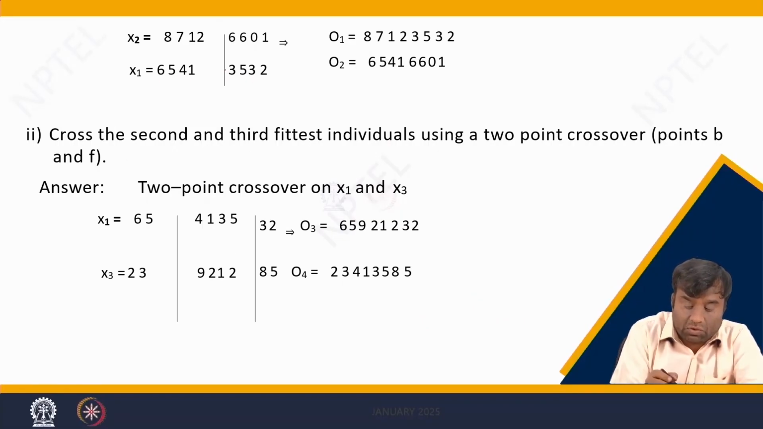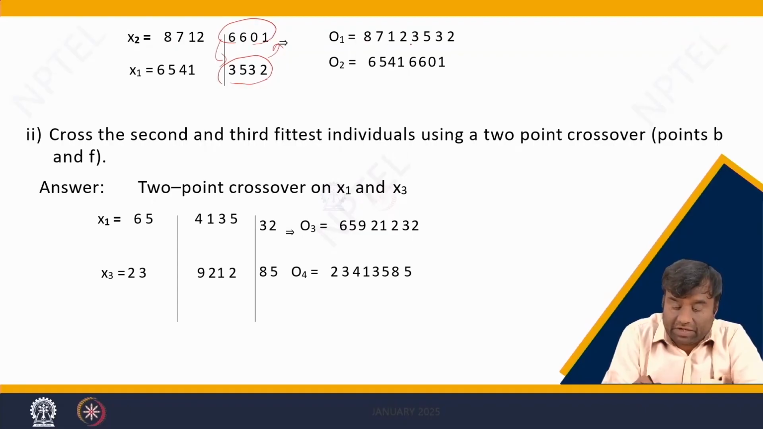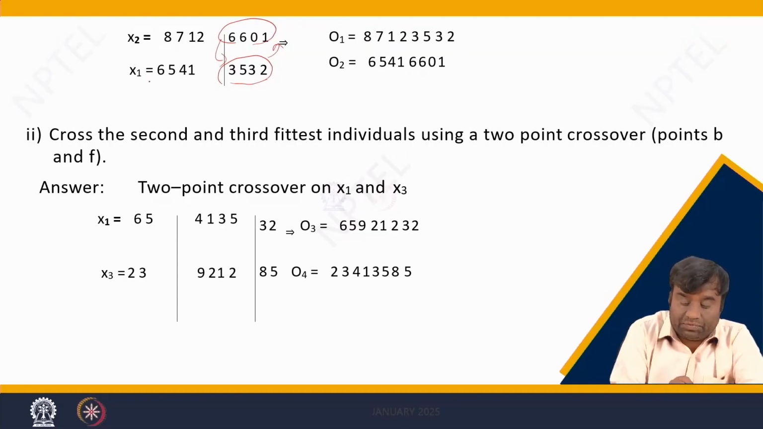So after the crossover point, this part will go to offspring 1 and this part will come to offspring 2. So here offspring 1 is 8712, then 3532, and offspring 2 is 6541, 6601.